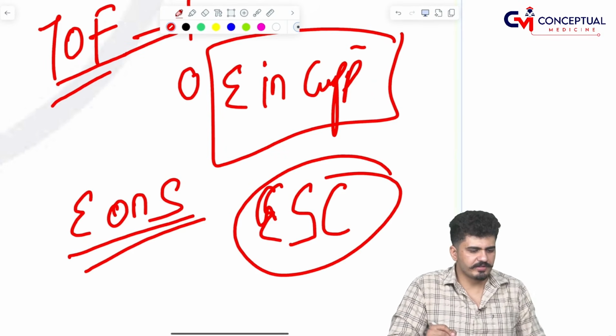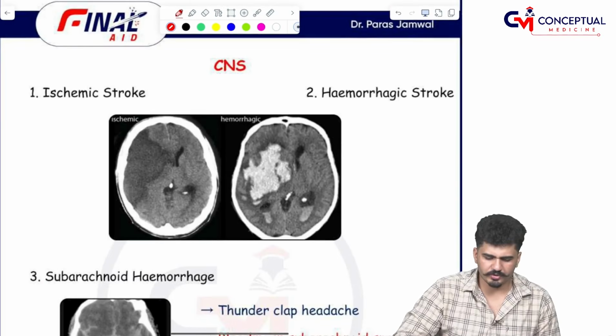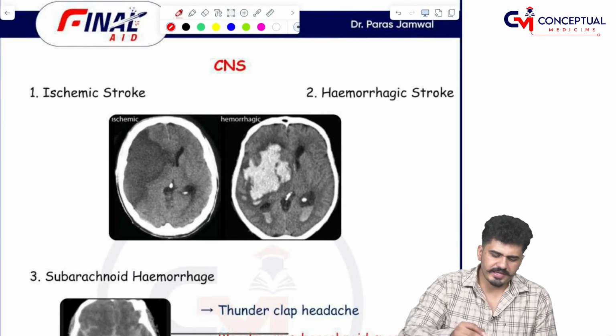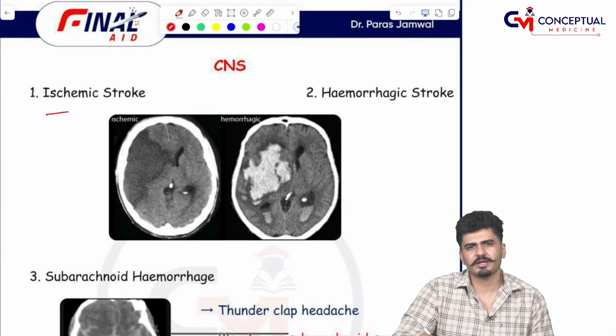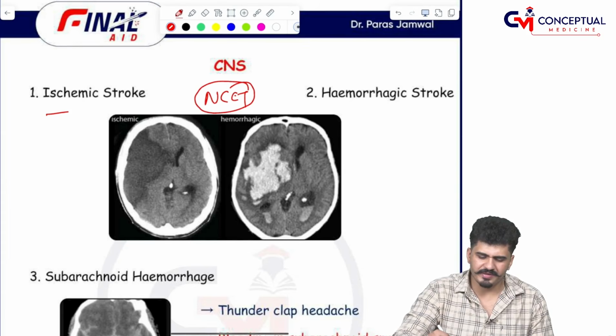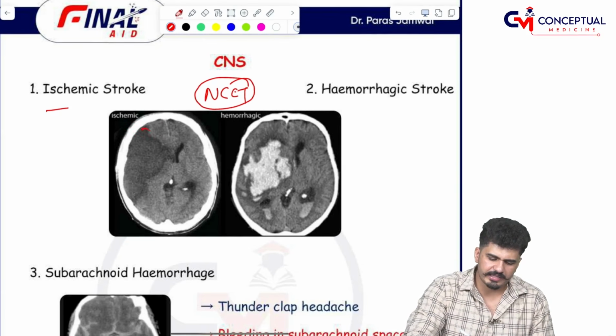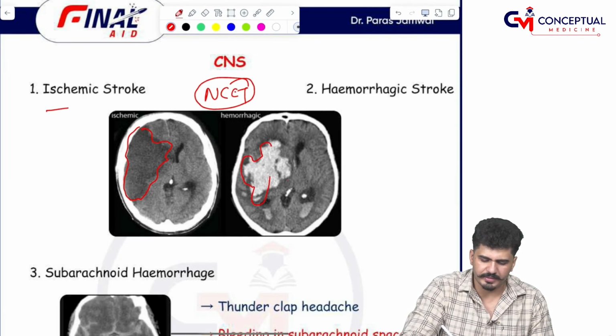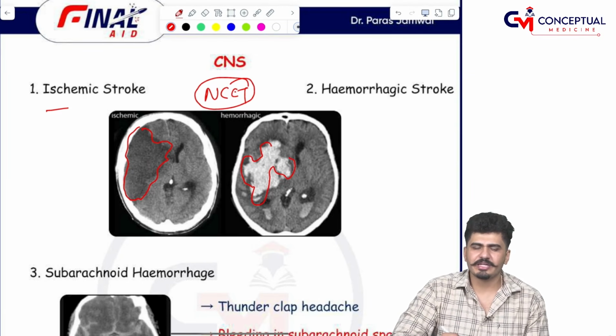Eggshell calcification, silicosis. Coming on to the next system, CNS. You will see ischemic versus hemorrhagic stroke, my dear friends. We have an image of NCCT head. In this, if there is a hemorrhage, there will be a white area. If there is ischemia, there will be a black area, sir. This is a typical radiological diagnosis between hemorrhagic and ischemic.